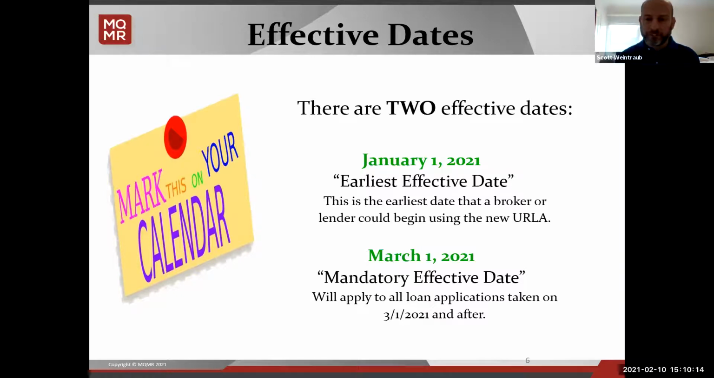Well, when do we have to use it? That's the mandatory effective date. That date is March 1st, 2021, only a couple of weeks from now. So for any application taken on March 1st or anytime after March 1st, it will be mandatory to use the new version of the 1003, of the Uniform Residential Loan Application, that we'll take a look at again in just a bit. So between now and March 1st, either form could be used. But starting on March 1st, the only form that will be allowed to be used is the new form. It will become mandatory for all applications taken on March 1st or after.